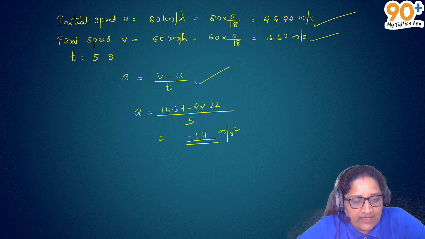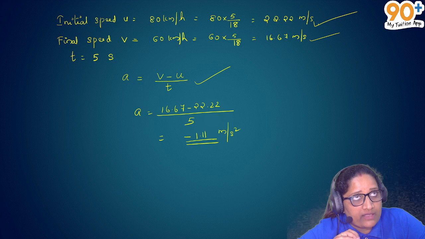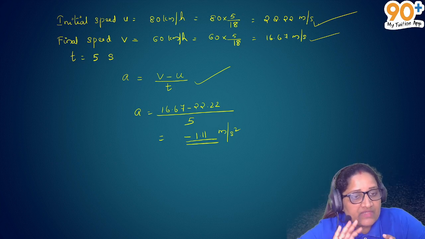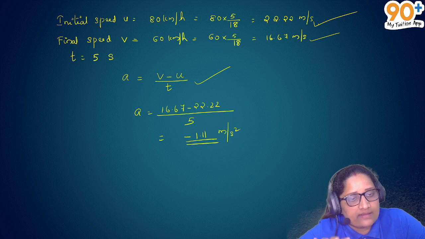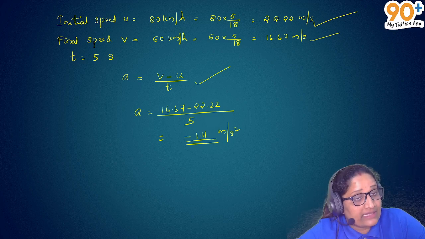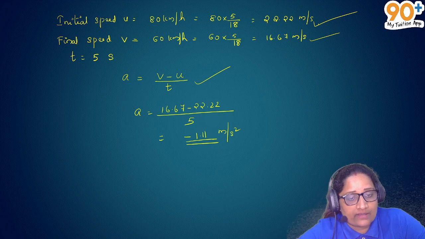So hope the class went good. I found that you have problems only with calculations, so you should be very careful about calculations. One thing you must be very sure about: every calculation should be done in SI units. SI units are compulsory. Otherwise, they will ask you to write it in kilometer per hour or something like that, and you have to convert it into SI unit.